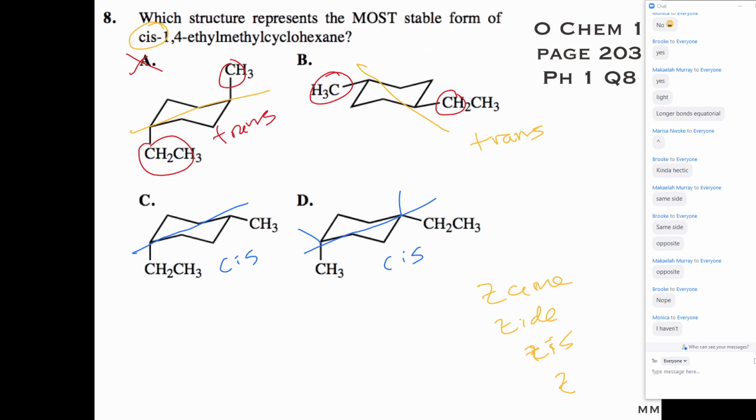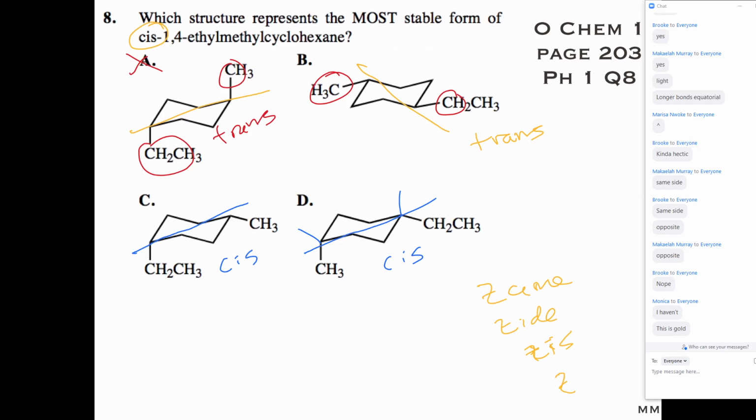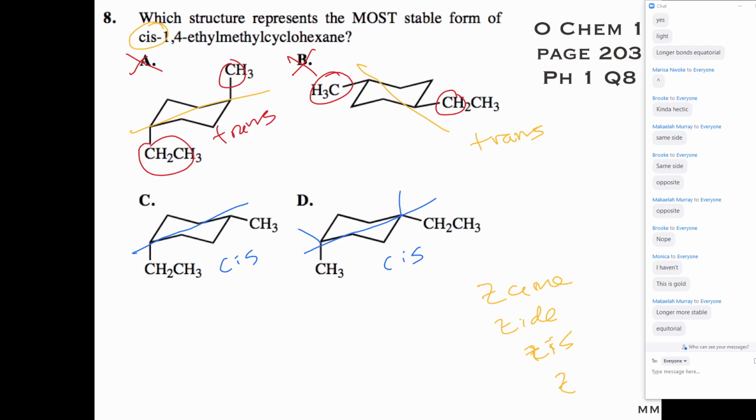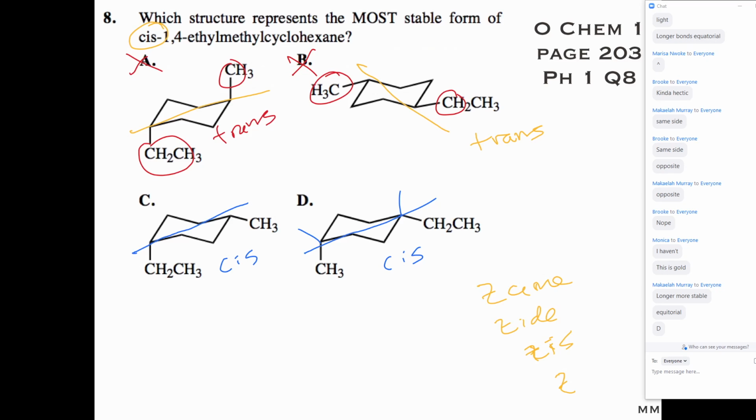So I can get rid of A and B. And now the question is, which one do you want? Michaela, I think you were a resident expert on this one. Longer equatorial, perfect. So which one do you vote for? D is in. Damn, that thing's big. Let's put it equatorial. Perfect. So does this one seem okay?